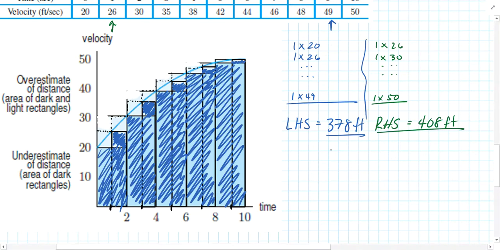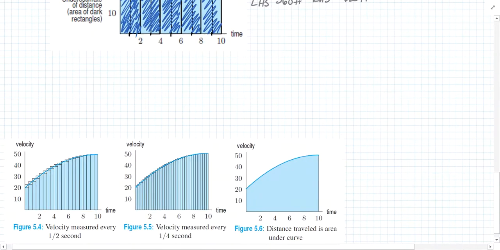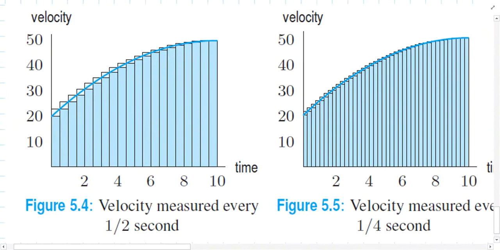They're not perfect, but what was 360 feet as our initial left-hand sum, and 420 as our initial right-hand sum, we can clearly see that our estimates are getting at least a little bit better, or at least in a tighter range of possible solutions. And so, of course, it stands to reason that if we can increase the number of intervals even more, then the accuracy will, of course, improve.